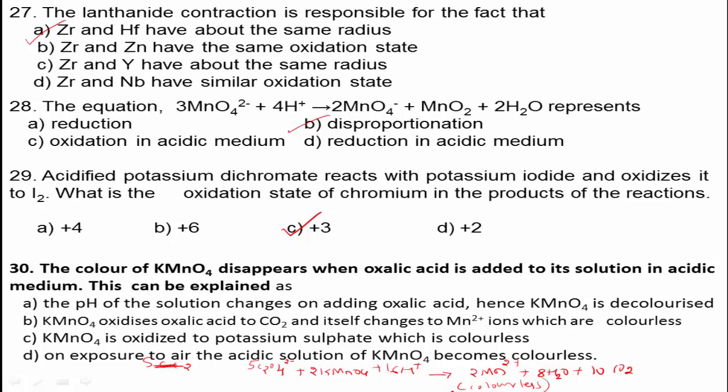Therefore, the answer for this question is option B, because KMnO4 acts as an oxidizing agent. It oxidizes oxalic acid to CO2 and itself changes to Mn2+ ion, which is colorless.